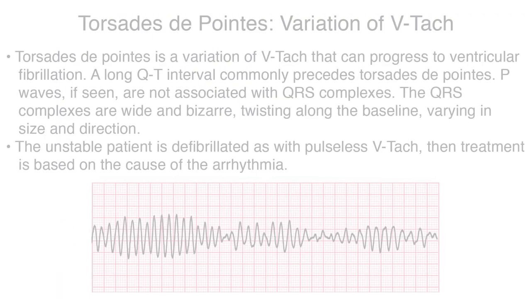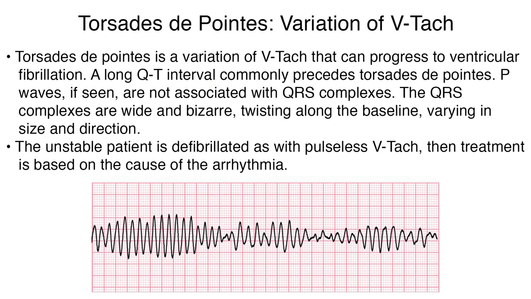A long QT interval commonly precedes torsade de pointe. P waves, if seen, are not associated with QRS complexes. The QRS complexes are wide and bizarre, twisting along the baseline, varying in size and direction. The unstable patient is defibrillated, as with pulseless VTAC, then treatment is based on the cause of the arrhythmia.